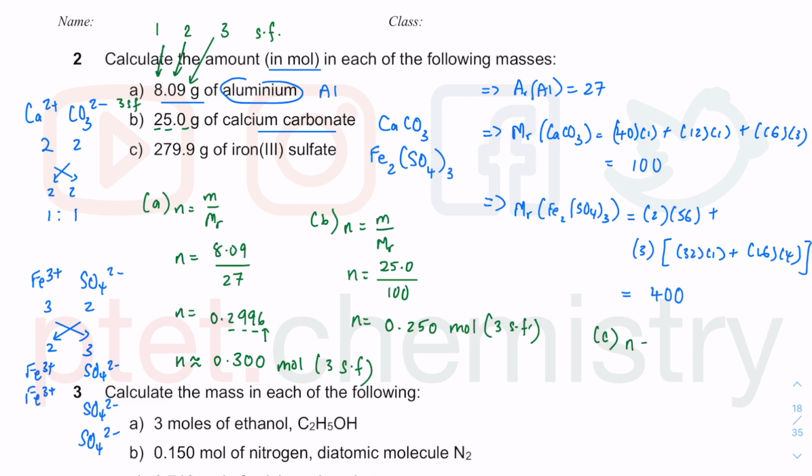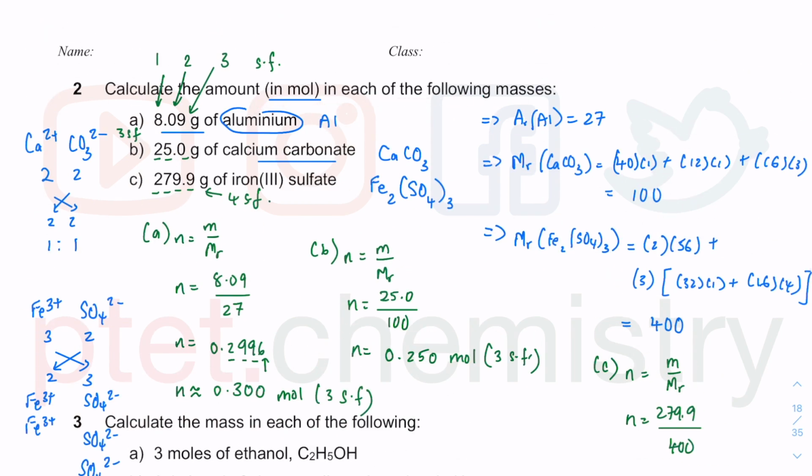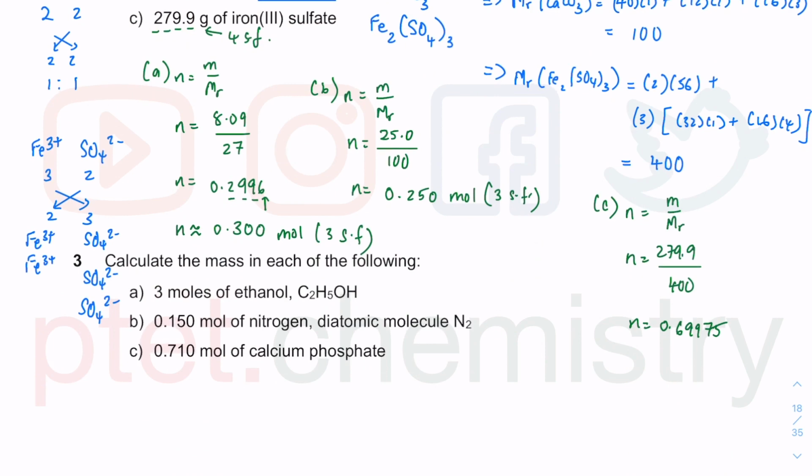Okay, so the mole equals mass over Mr for part C. That's going to give you 279.9 divided by 400. So here I get quite an exact answer actually, 0.69975. Looking at the data, 1, 2, 3, and 4. So there's 4 significant figures. I should follow the data presented in the questions, especially when the question doesn't tell me how many I should round up to. So I'm looking at 1, 2, 3, 4. This is 5 or greater, so that will be 0.6998 mole. This is to 4 significant figures.